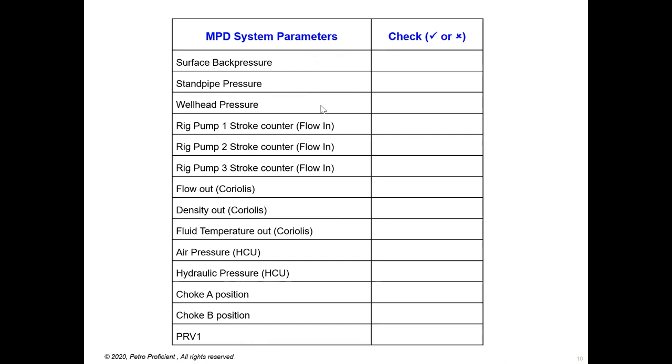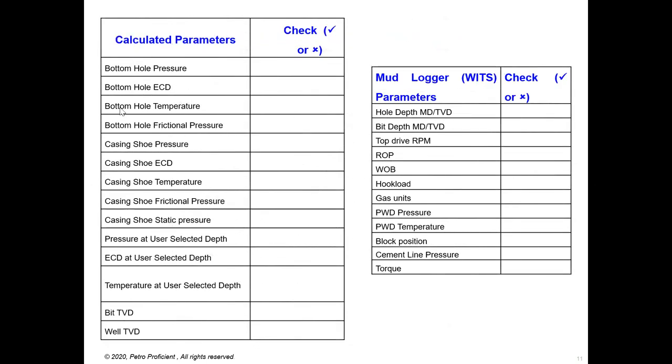You have your surface back pressure, your standpipe pressure, your wellhead pressure, your rig pump counter one, counter two, counter three, flow out, density out. So these are all the parameters. It's a detailed list, and you need to check each and every one of them to see whether it is working properly or not. What are the calculated parameters, either calculated in your system or mud logging system, that you are getting? These are all.